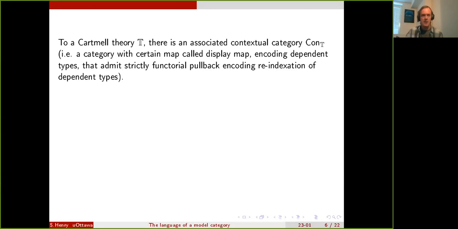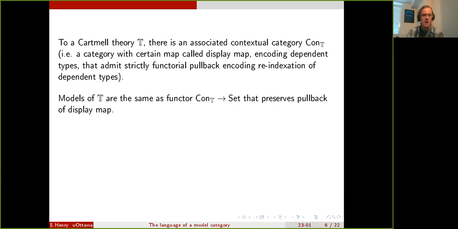And it's just a category where certain maps called display maps, which encode dependent types, admit strictly functorial pullbacks that encode reindexation of dependent types. And you can see models of the theory as certain functors from the contextual category to the category of sets, and more precisely, they are the functors that preserve the pullback along those specific display maps.